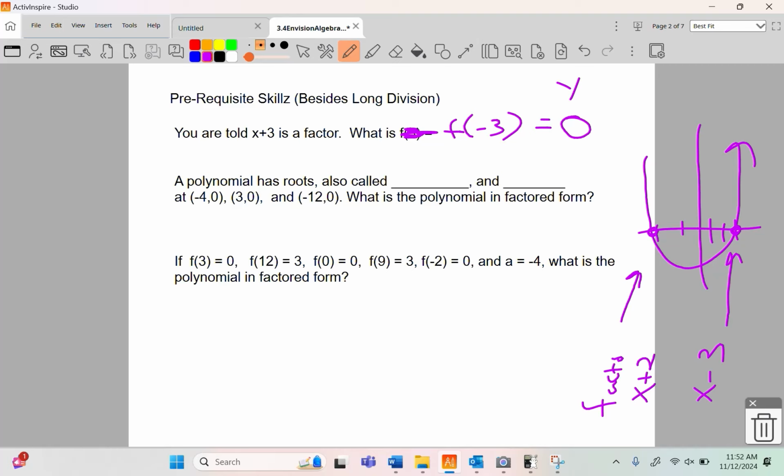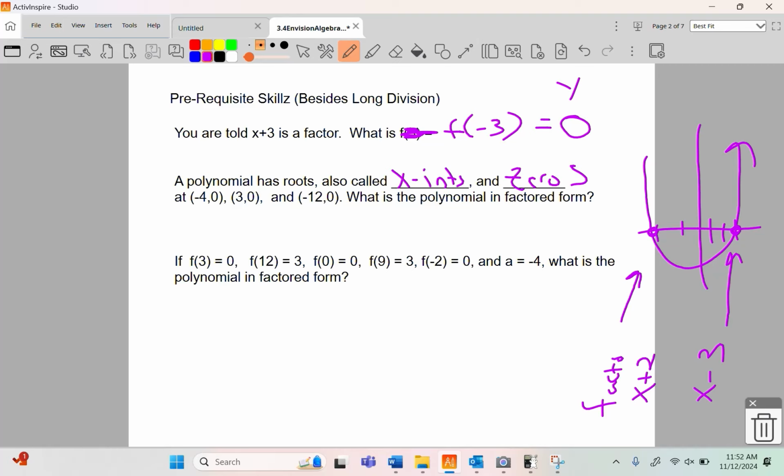All right, the polynomial has roots, which we also call what? X-intercepts. Anything else? Zeros. At negative 4, 0, 3, 0, and negative 12, 0. What is the polynomial in factored form?